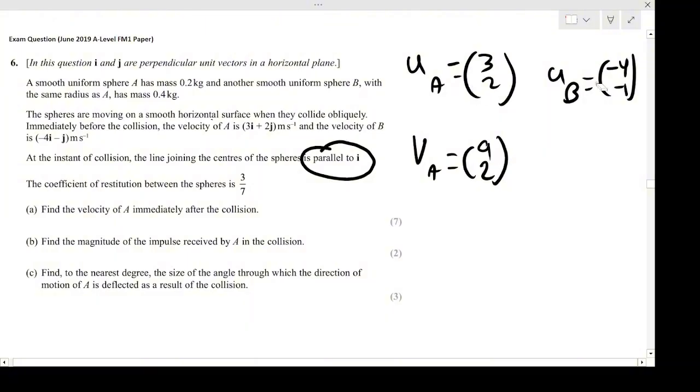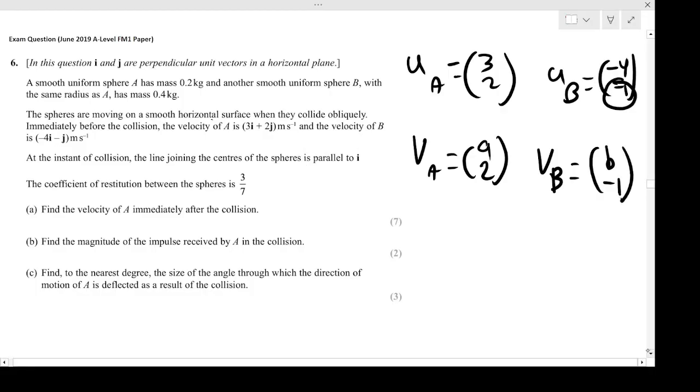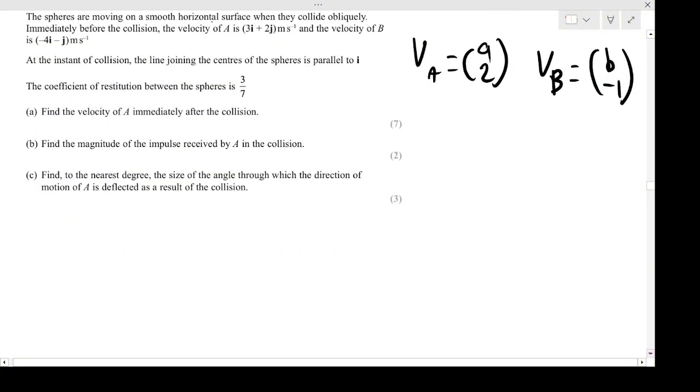So I can immediately add that on. Likewise, for VB, the j component's still going to be minus 1. That stays the same. Then I'm going to call the i component B, right? Hopefully happy with that. So now let's consider my i components, so my parallel parts.